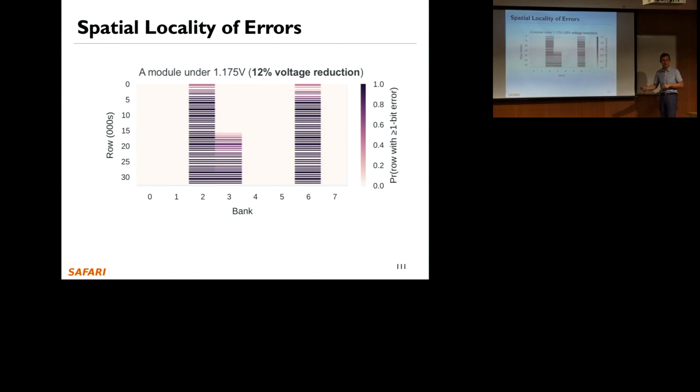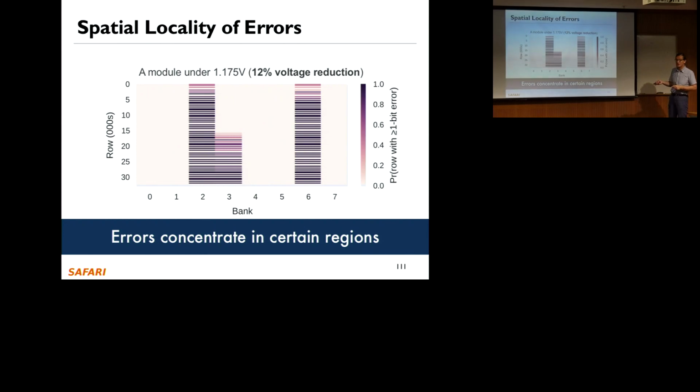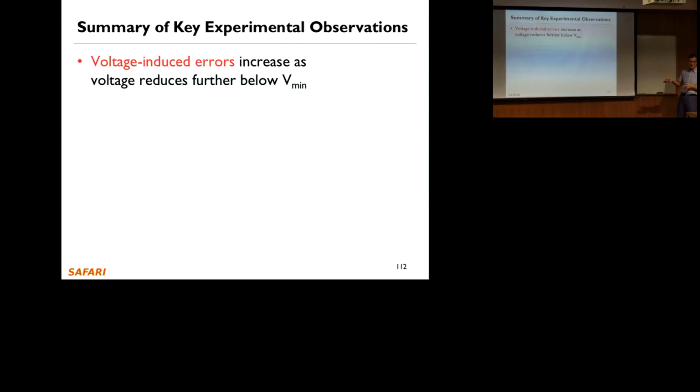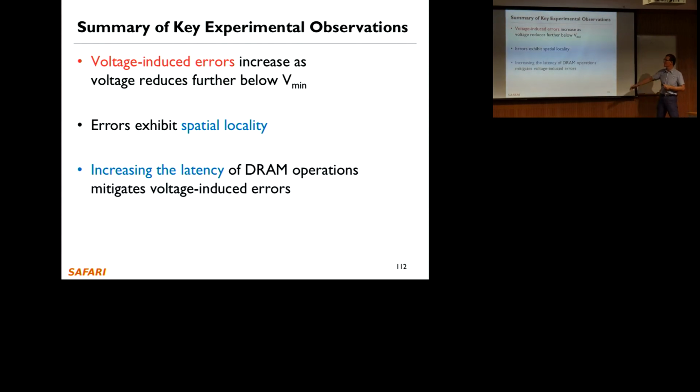Some rows have errors. So this is somehow related to the voltage distribution. We don't know exactly how the voltage is supplied internally in the DRAM chip, but you could exploit this if you know this profile. So errors concentrate in certain regions in this case. And these are our key observations, basically. As I already said, voltage-induced errors increase as voltage reduces further below Vmin. Errors exhibit spatial locality, and increasing the latency of DRAM operations mitigates lower voltage-induced errors.